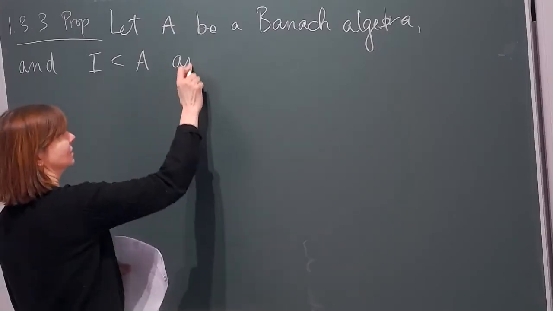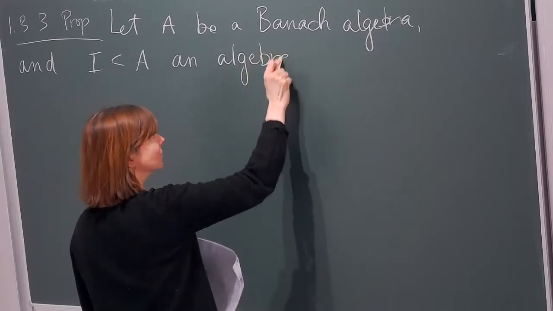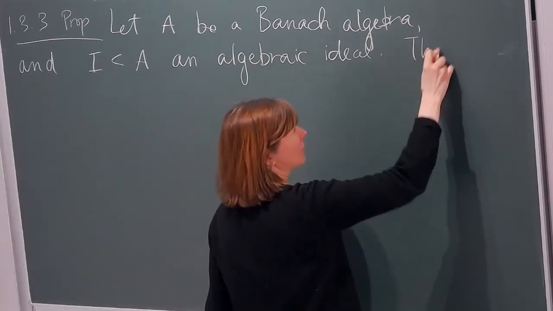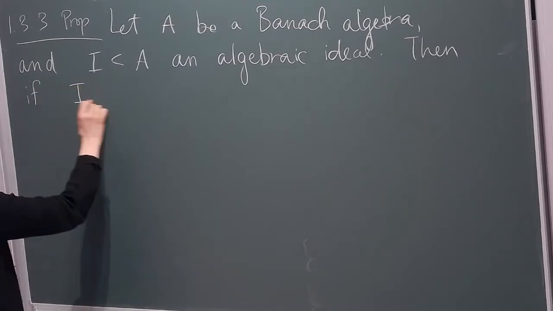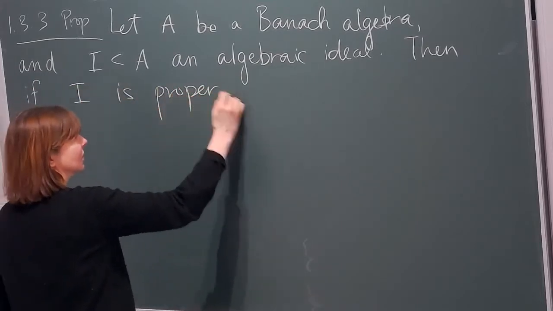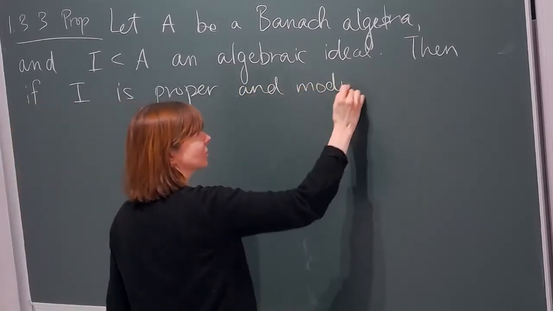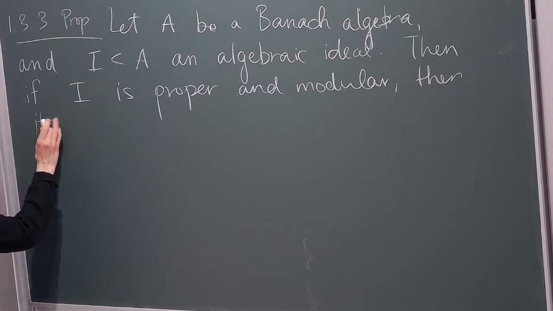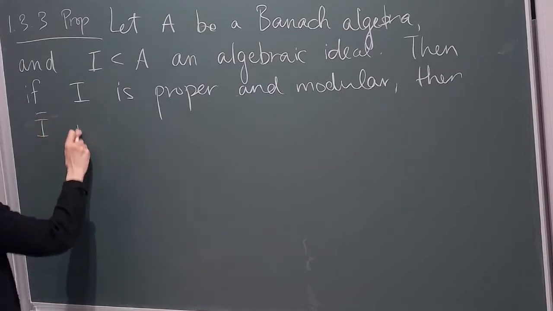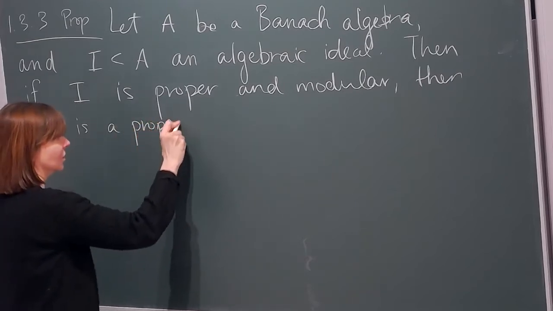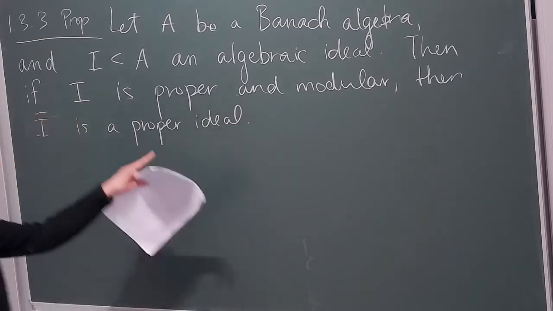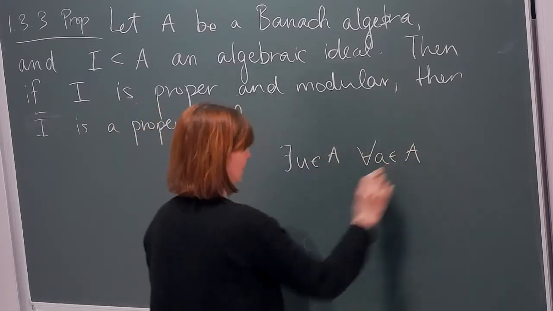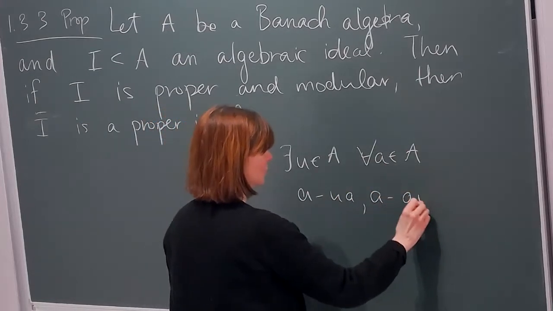An algebraic, then if I is both proper and modular, then its closure is also proper. So recall that modular ideals means that there's some u in A such that for every a in A, a minus ua and a minus au are both in the ideal.